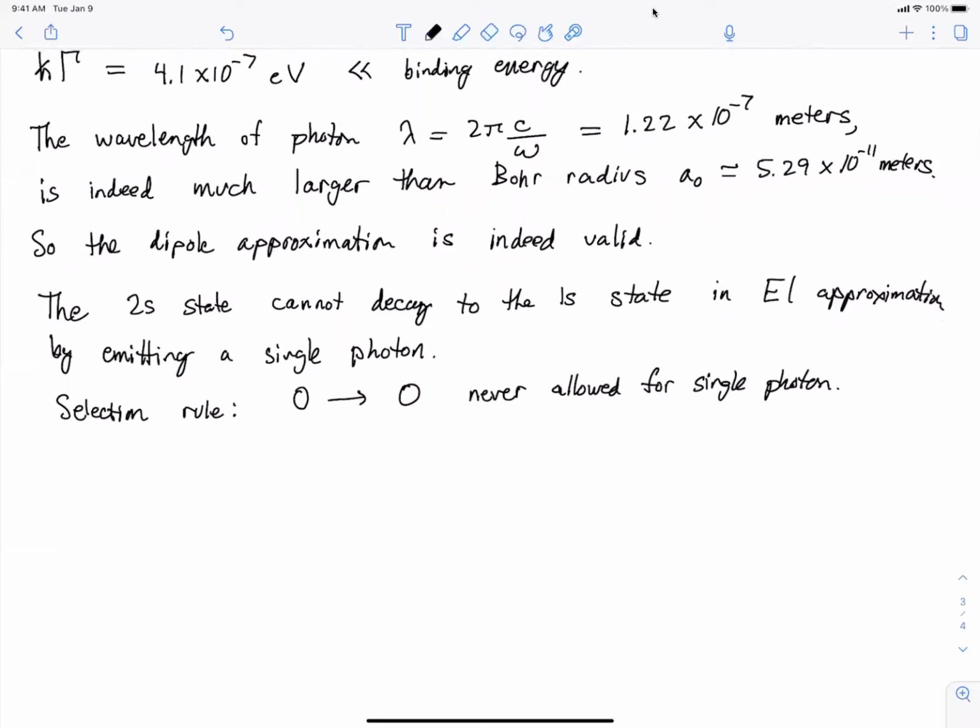So how is it going to decay, or should there be lots and lots of stable 2s hydrogen around? And the answer is there isn't, because it can decay by emitting 2 photons. That's a much harder calculation. If you work it out, the lifetime for that is of order seconds, as opposed to billionths of a second.